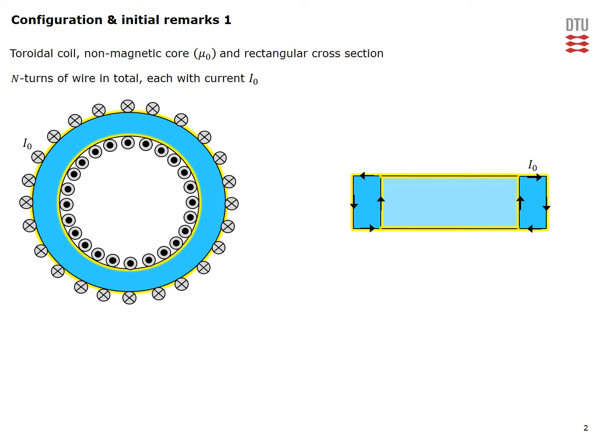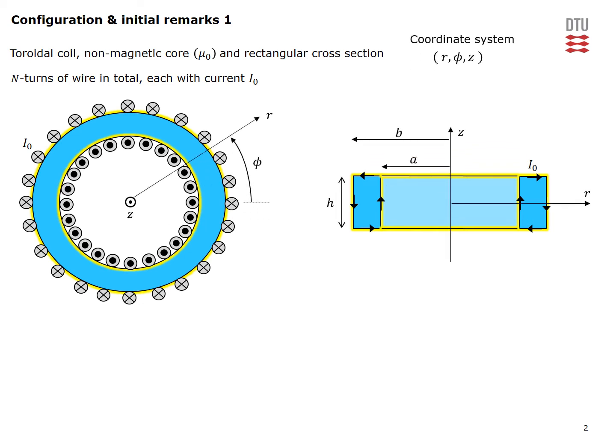The top view is shown on the figure to the left, while the side view is shown on the figure to the right. The different turns are illustrated over here, with the current going out on this side of the core and in on the other. On the side view we can clearly see the current going around the rectangular cross-section core.